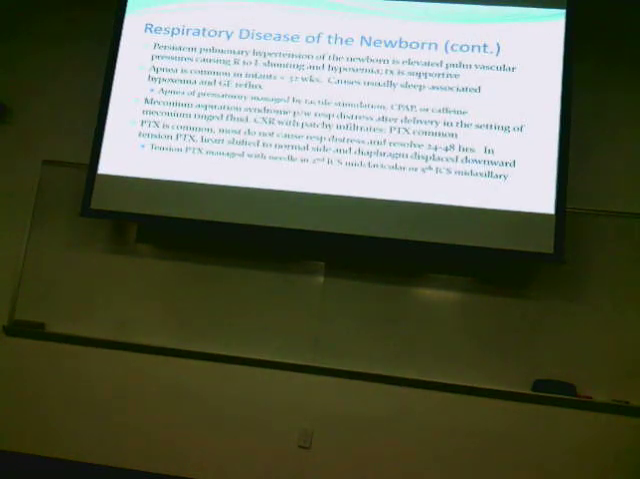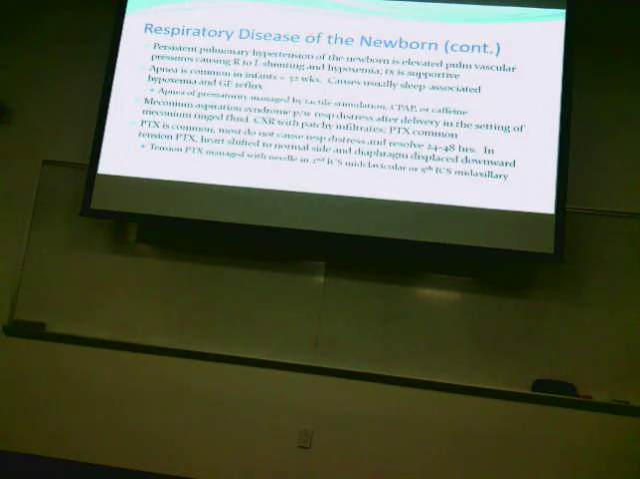Other respiratory diseases, so you can have the persistent pulmonary hypertension of the newborn with elevated pulmonary vascular pressures. This will cause the right to left shunting and hypoxemia. The treatment for this is supportive. So in our really premature infants, less than 32 weeks, we also think about apneas and apnea of prematurity. Causes are usually sleep-associated, hypoxemia, and gastroesophageal reflux. And we usually manage the apnea of prematurity with tactile stimulation, CPAP, or caffeine.